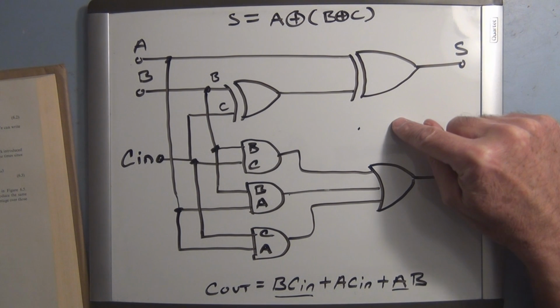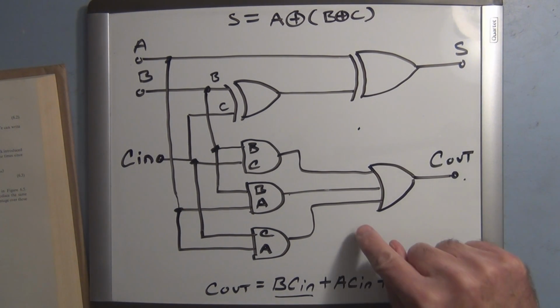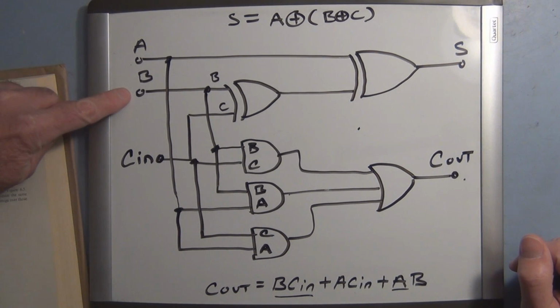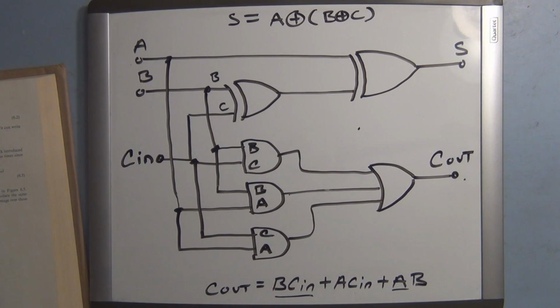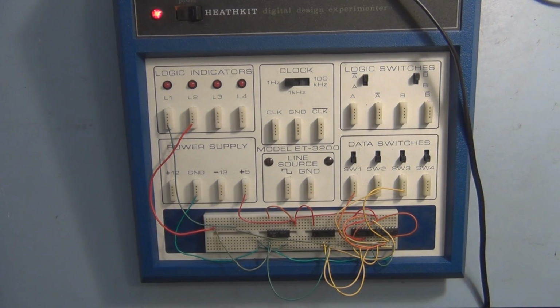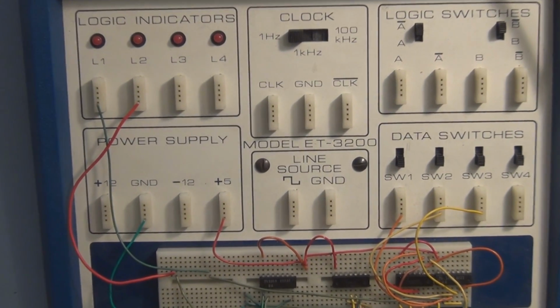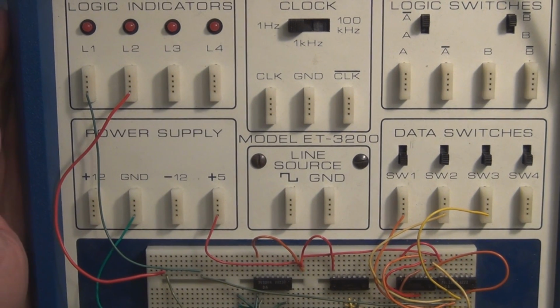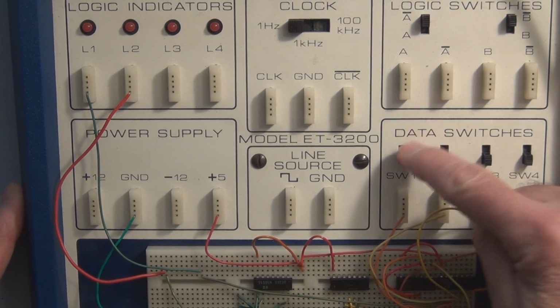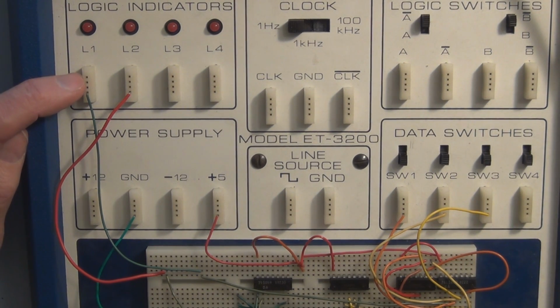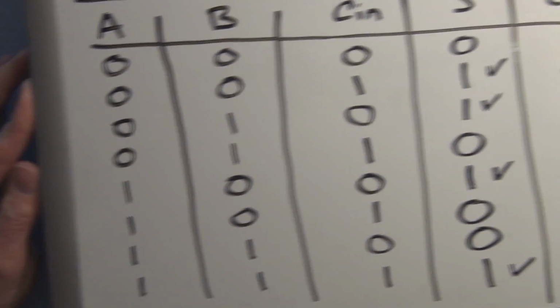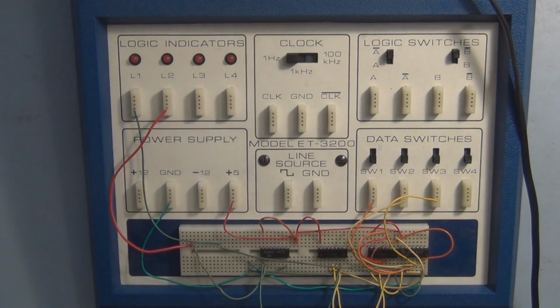So to show that this worked, I went ahead and built this circuit up on a breadboard with individual gates. So we can see when we add 2 bits and a carry, we get the correct sum and carry output. Let's take a look at that. So this is the schematic, and here's the circuit on the Heathkit Digital Design Experimenter. So here I have the 2 registers, the 2 inputs. We have an A and B input and a carry in, and then I have the sum bit and the carry out. So this should follow the truth table that we put together.